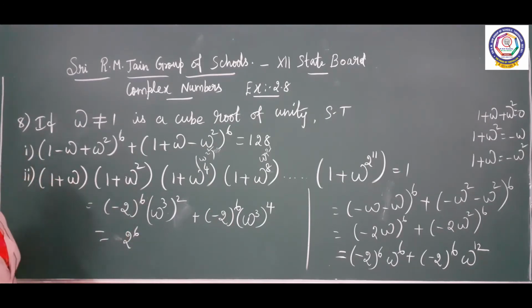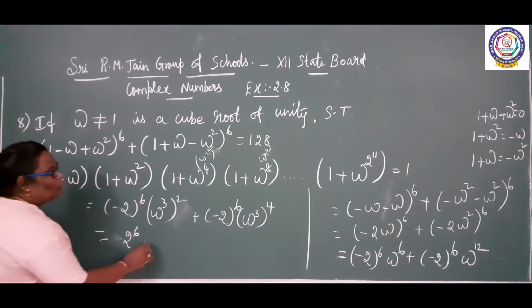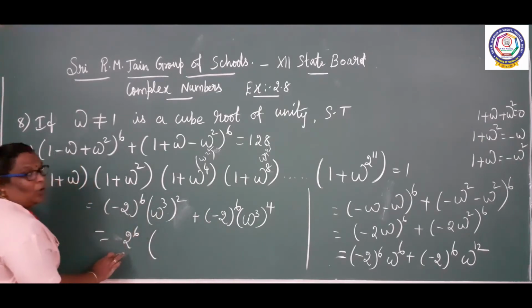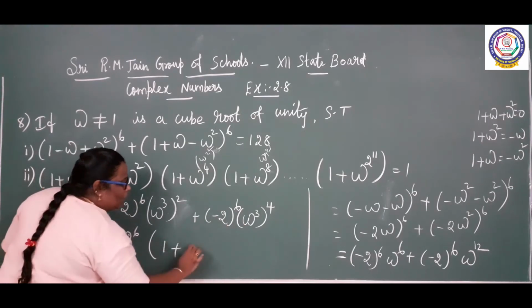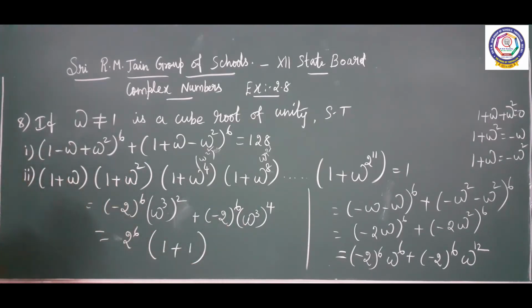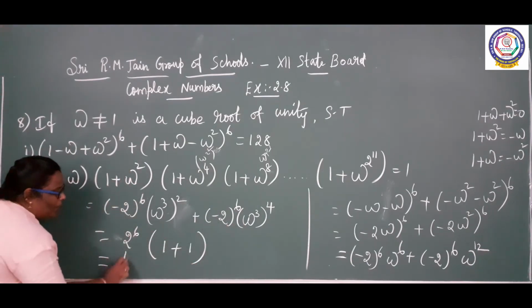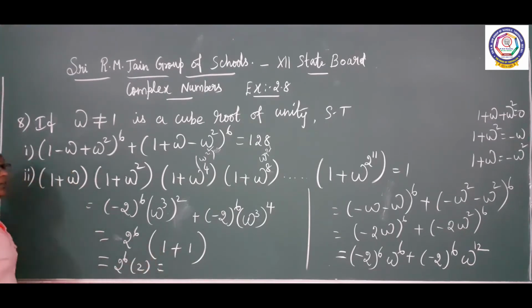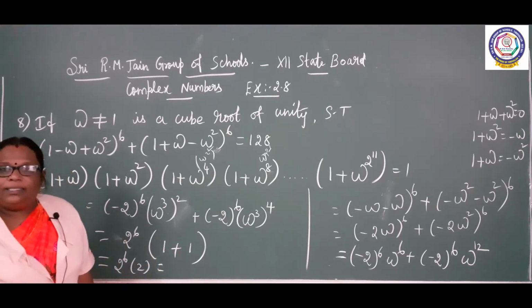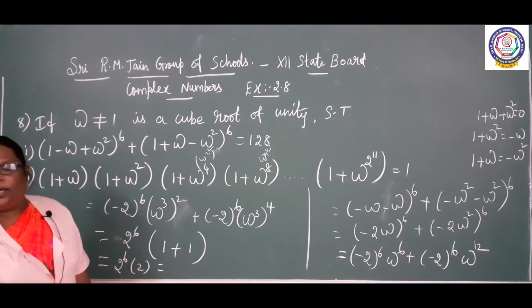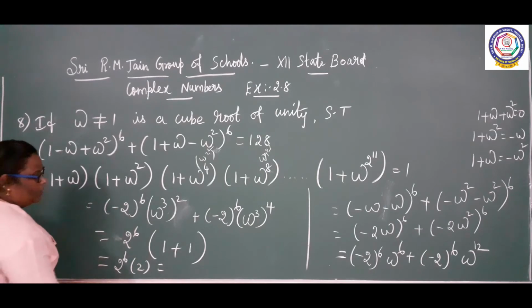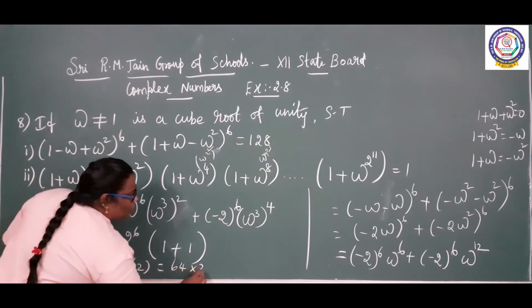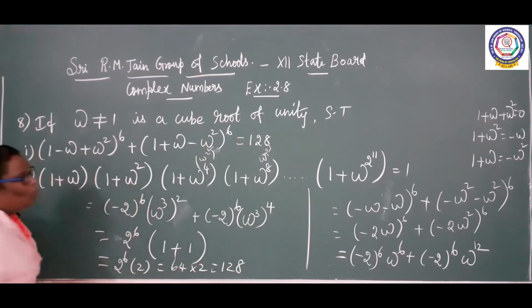So minus becomes plus 2 power 6 into, you can take 2 power 6 commonly out, omega cube value is 1 plus omega cube value is 1. So it gives the answer 2 power 6 into 2. What is the value of 2 power 6? 64. 2 twos are 4, 8, 16, 32 and 64. 64 into 2 gives the value 128.